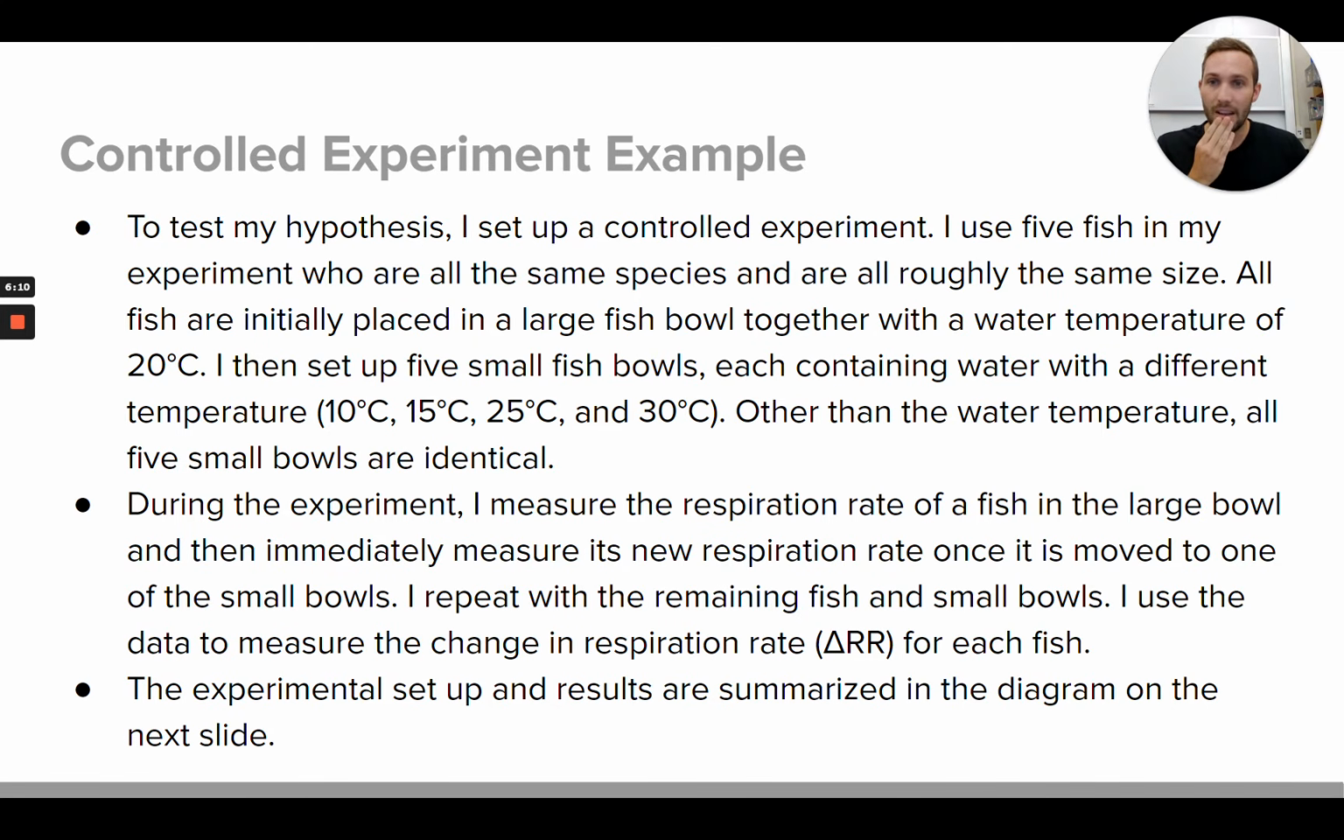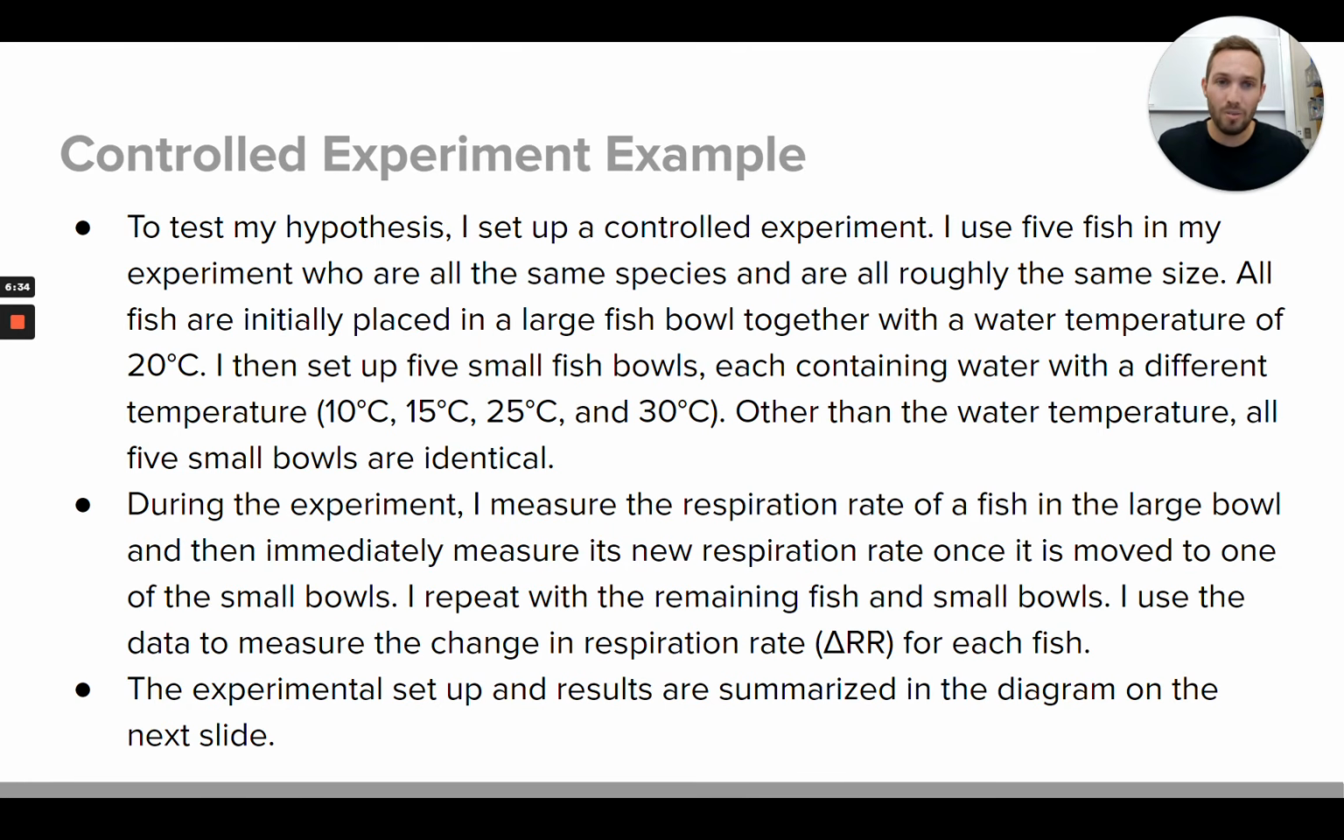And then other than the water temperature, all 5 small bowls are identical. So it's the same size bowl, same amount of water in each of those bowls. It's just the temperature that's different. And so I'll show you a little diagram in a second that summarizes what I'm doing. But during the experiment, here's what I do.